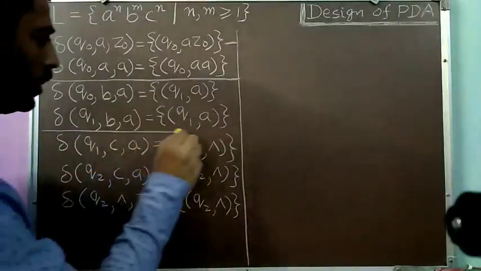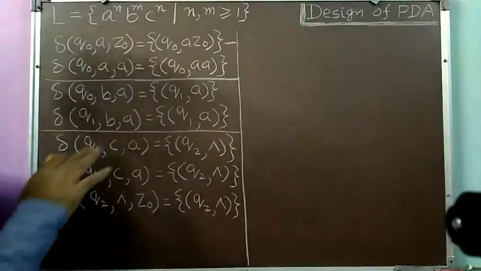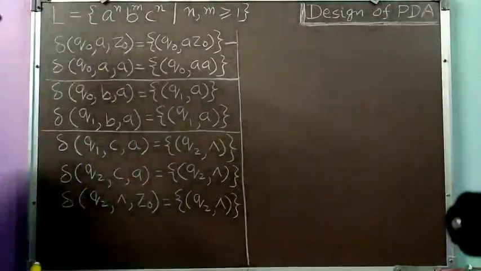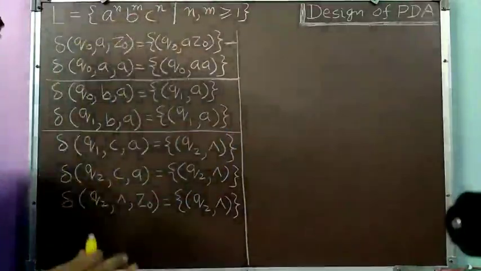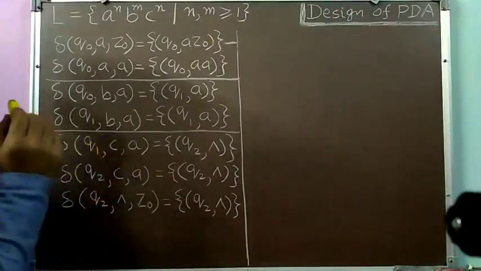Up to this point, we are in the Q1 state, and we have pushed all the A's and consumed all the B's. When we have consumed all the B's, we will start receiving C's. Then we are in the state Q1.